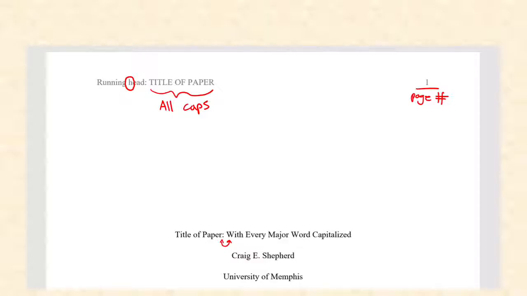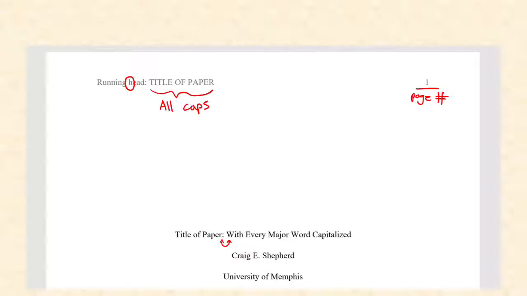Now, APA guidelines state that the running head itself can only be a maximum of 50 characters. That includes punctuation. It also includes spaces. The running head should be a short title. It shouldn't be very long. Then also notice there's a page number, even on the title page.